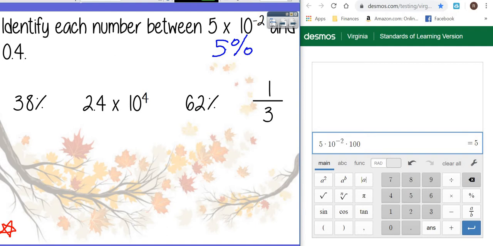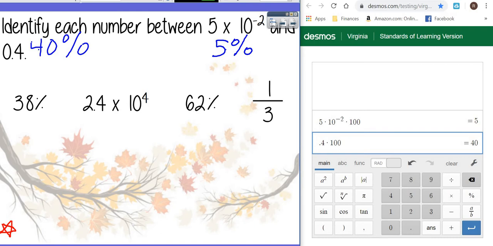Okay, and then we've got a 0.4. So let's come back over here and convert that to a percentage. We've got 0.4. We're going to multiply that by 100, and we get 40%. So this over here is 40%. And we're going to have to ask ourselves which of these down below fit between the 5% and the 40%.